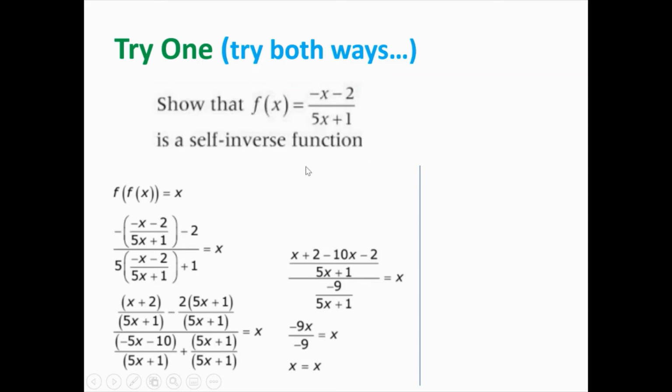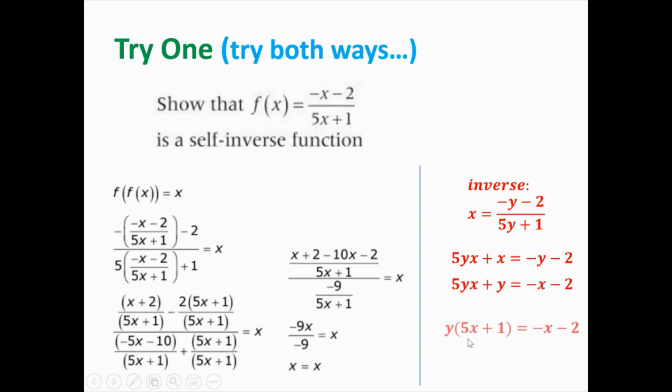And then the easier approach, like I said, is simply to find the inverse of this. And here is the inverse. I've swapped the x and y values. Take that, multiply by 5y plus 1 over here to get this. Okay, isolate the y's on one side, so that y goes there, that x goes there. Factor out the y here, and divide by 5x plus 1. And we have this as our inverse. And you notice that inverse is identical to the original. Therefore, this must be a self-inverse, because the inverse is the same as the original.